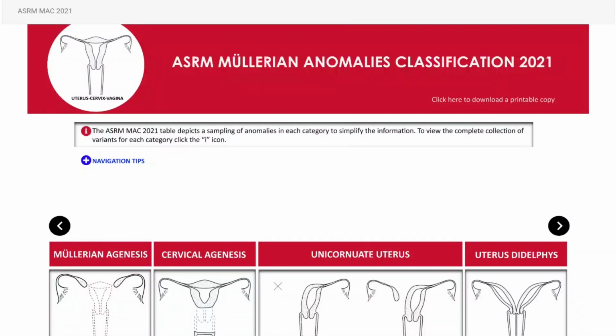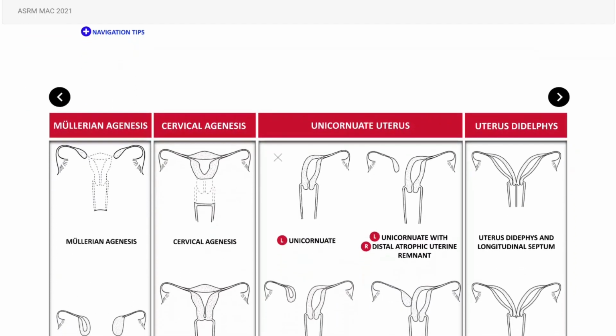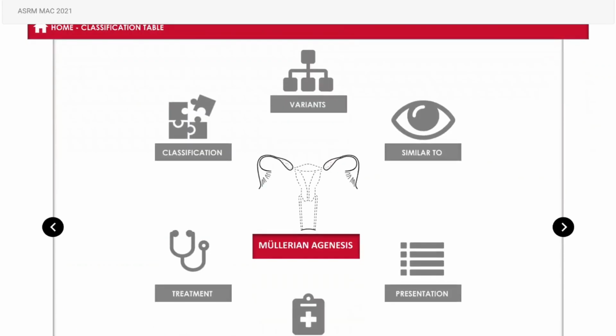So this is the American Society of Reproductive Medicine Mullerian Anomalies Classification 2021 web page tool. The link for which is given in the description below. So to depict what I said earlier, these are all the Mullerian duct anomalies. If I click on any Mullerian duct anomaly, for suppose I'm clicking on the Mullerian agenesis, it shows the subpages of that particular anomaly. As I already said, there are six subpages available for all the anomalies.